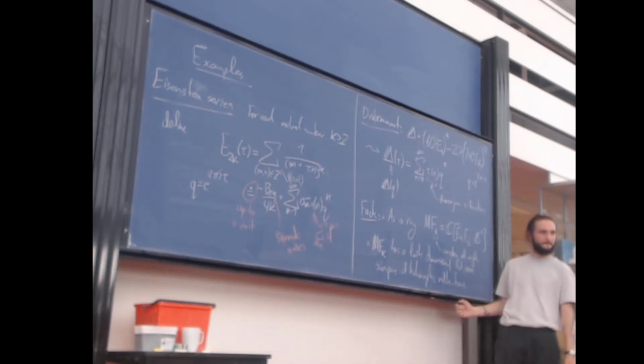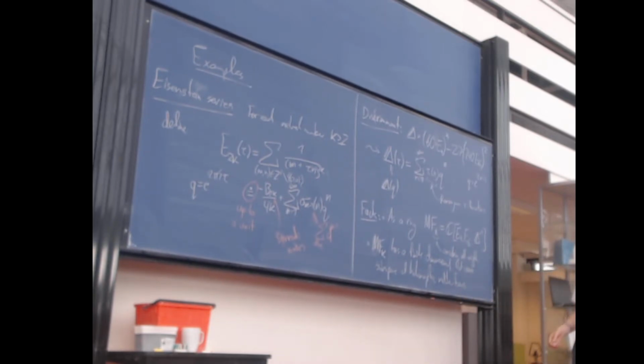So, are they just polynomials in E4 and E6 without the delta inverse? Exactly. That's exactly the holomorphic guys. The delta inverse is really, now we're looking at meromorphic guys. Exactly.